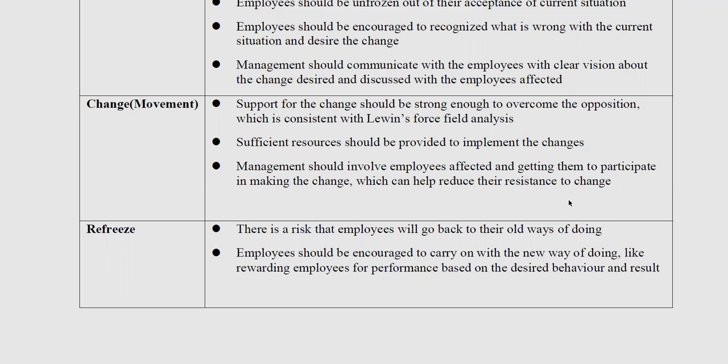And also, after the change has been implemented, then the change should stay, right? It should stick and stay, right? That is what we call the refreezing. So there's a risk that they'll go back to their old ways even after the change has come. So you must let the change stay. So the employee should be encouraged to carry on with the new ways of doing things, like rewarding them for their performance, and for the behavior they desire resulting from this change. That is the refreezing. So we make sure that the change that has come sticks and stays.